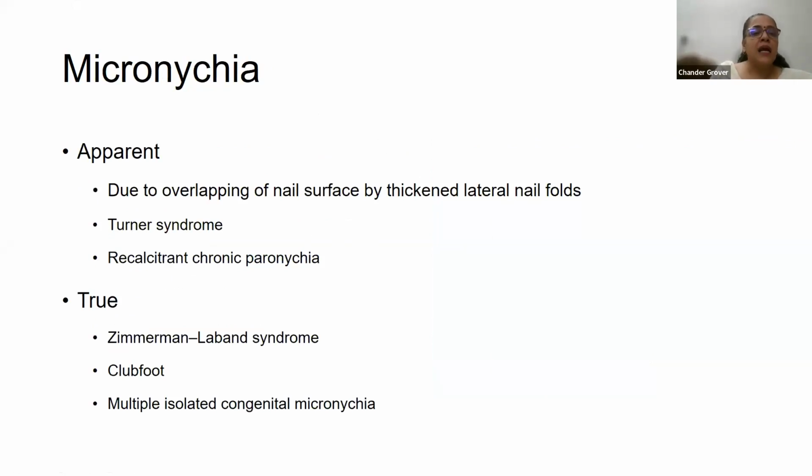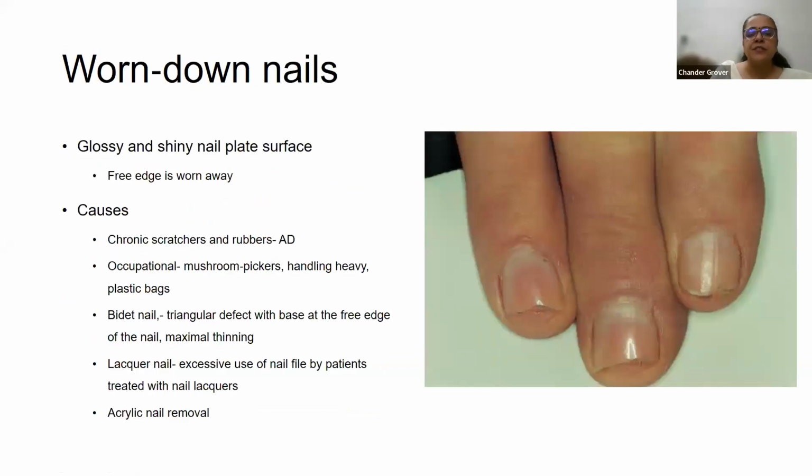Micronychia, it can be an apparent micronychia due to overlapping of the nail surface by the thickened folds. So the fold is at fault. The nail is not at fault. It's also seen in Turner syndrome, lymphedema, and recalcitrant cases of chronic paronychia. True micronychia, where actually the nail is very small, is also a syndromic manifestation. So you may have it with Zimmermann-Laband syndrome or multiple isolated congenital micronychia, an isolated nail manifestation.